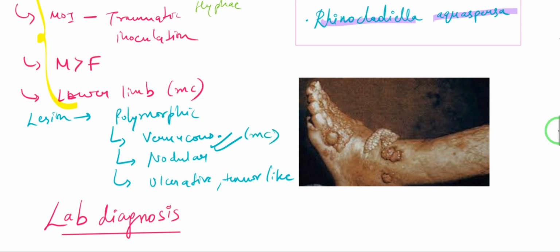Like we can see here, this is a case of chromoblastomycosis, and this verrucous lesion can be appreciated. Verrucous means somewhat cauliflower type. You all know what a cauliflower is, right? So they somehow resemble cauliflower. So these are the verrucous lesions that are commonly seen in chromoblastomycosis.